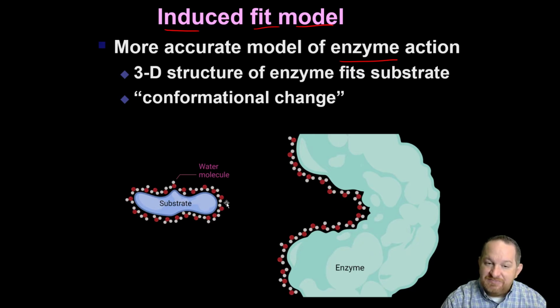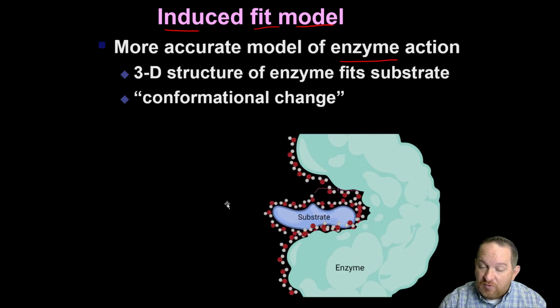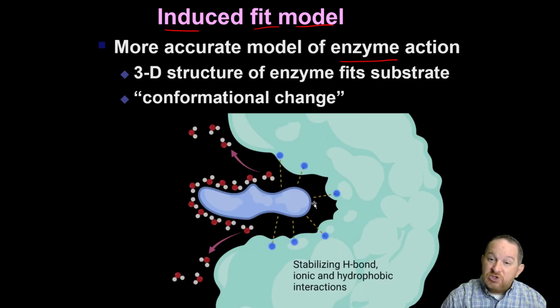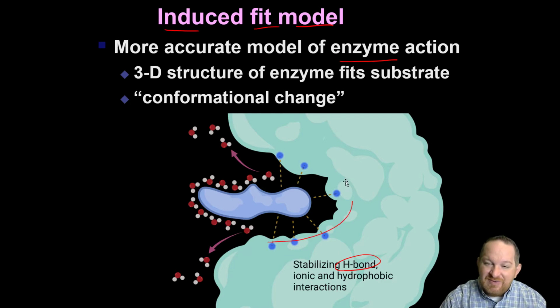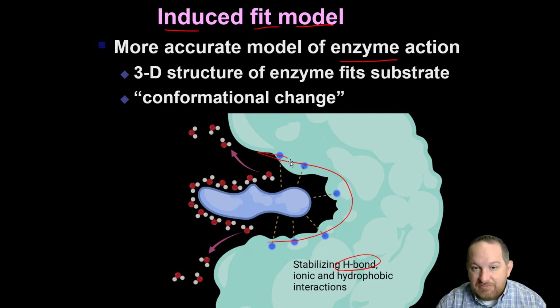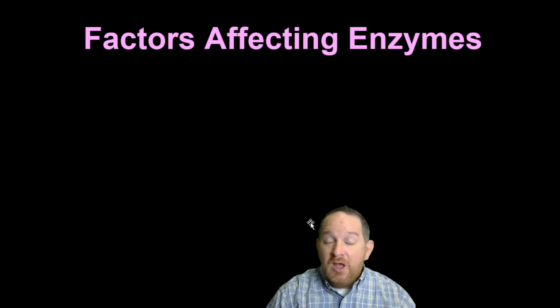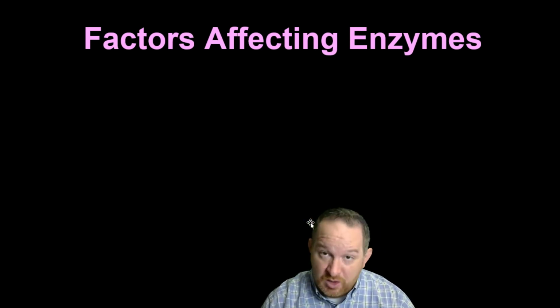So what happens is, as the substrate moves over, you're going to see a conformational change. And the enzyme will actually stabilize and bond with hydrogen bonds, also some ionic and hydrophobic interactions, to make this substrate fit very well so the reaction can take place. We call this an induced fit model because really the enzyme's kind of like a glove that's fitting right around that substrate.